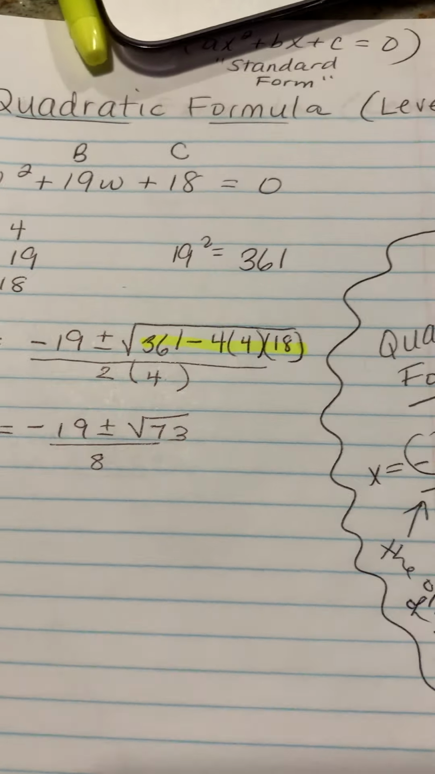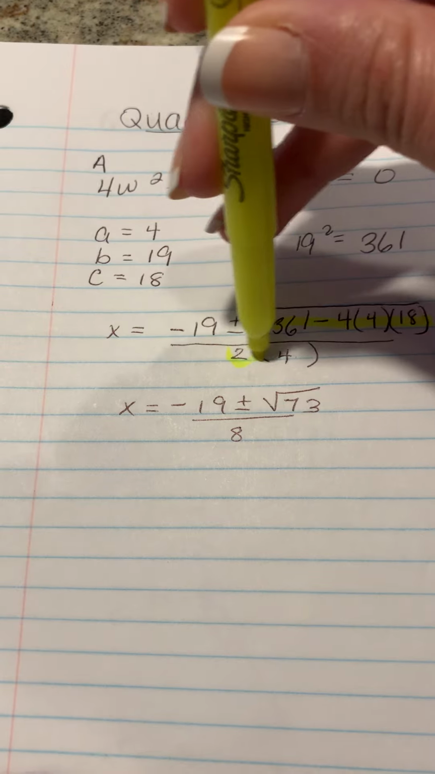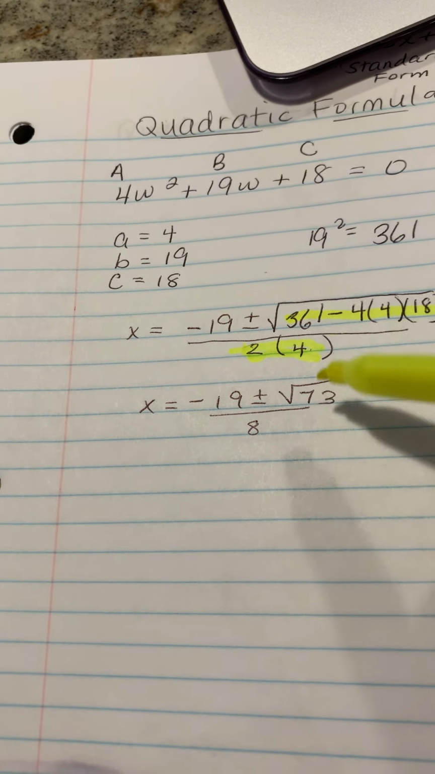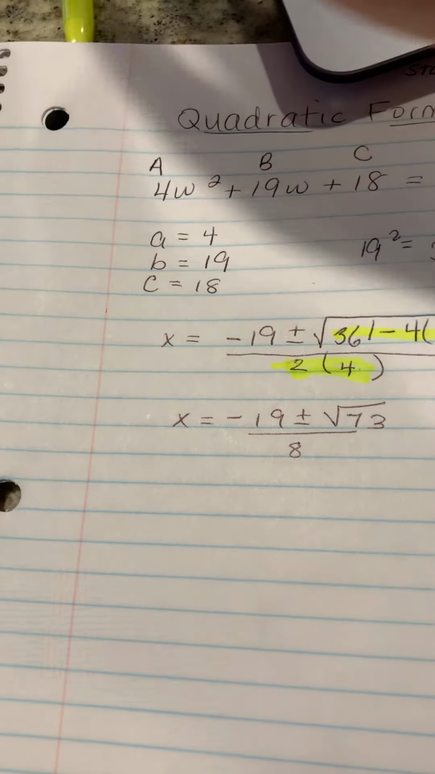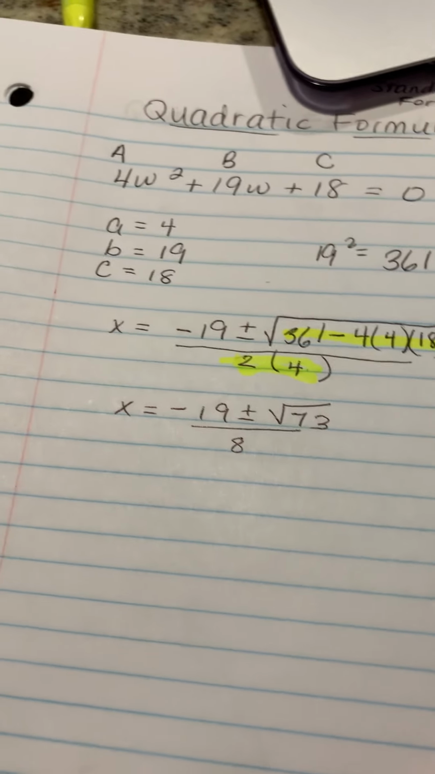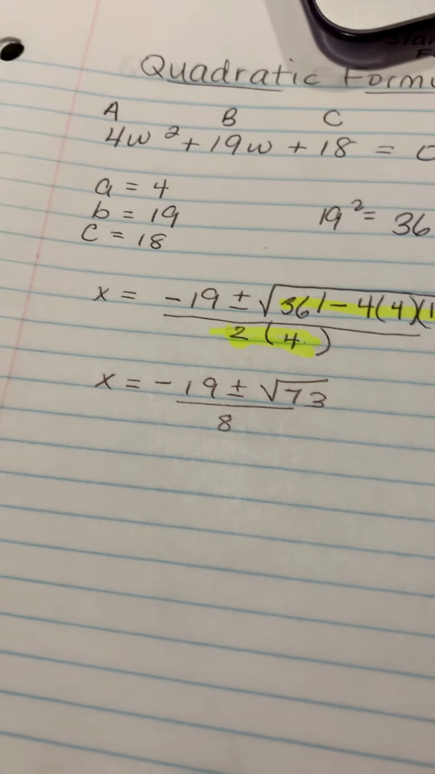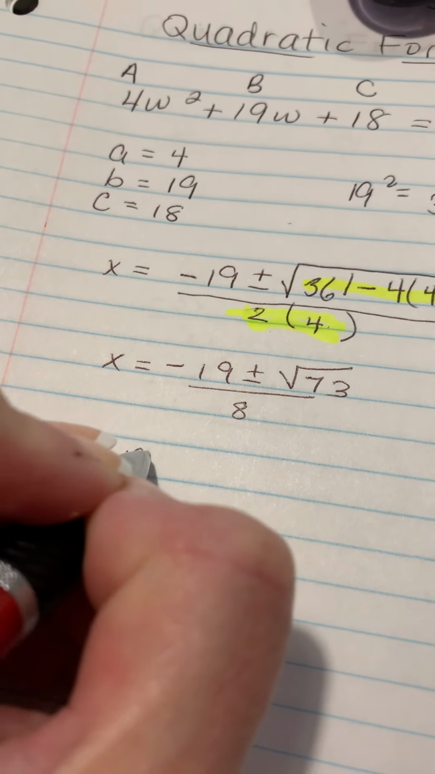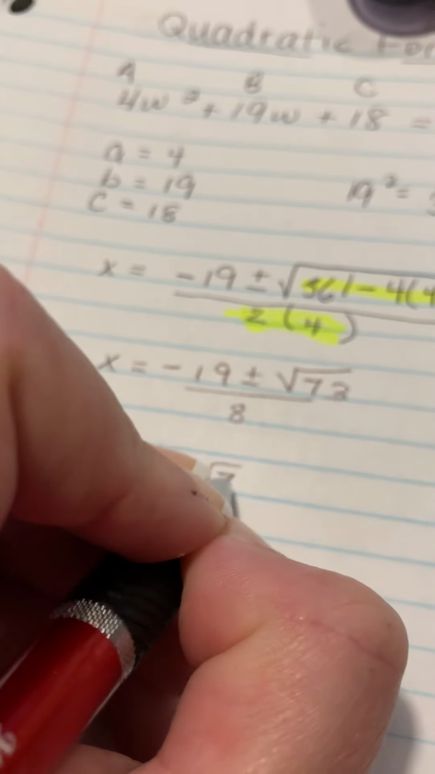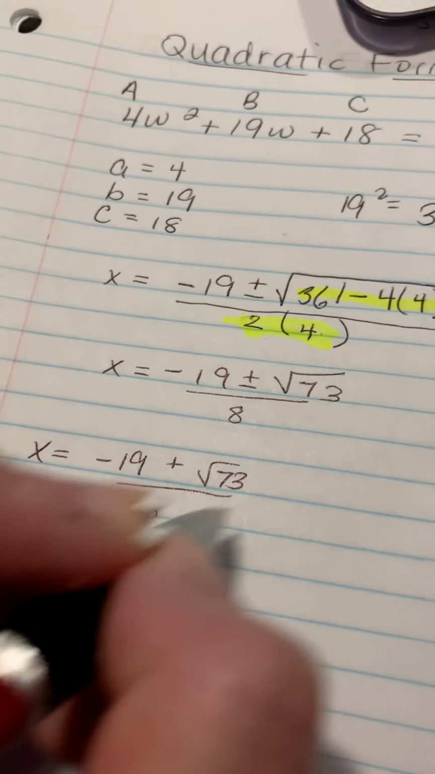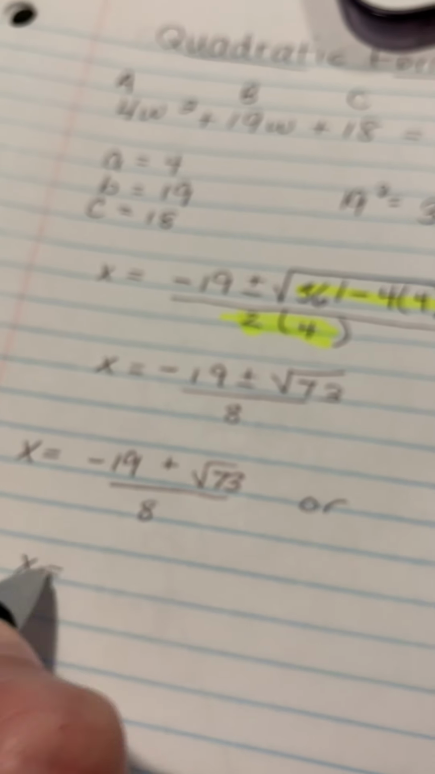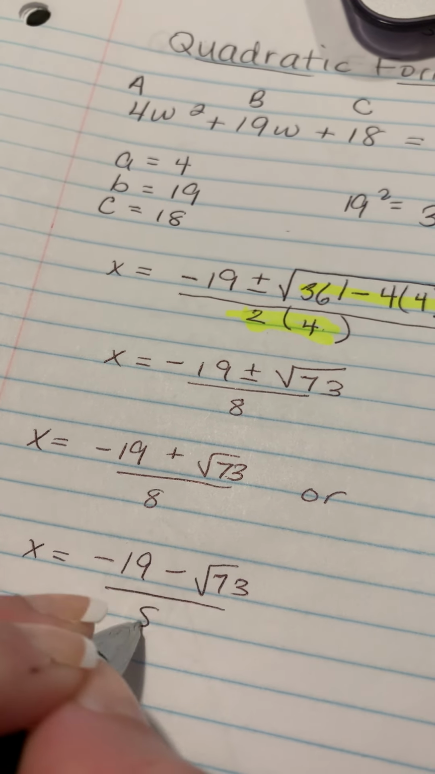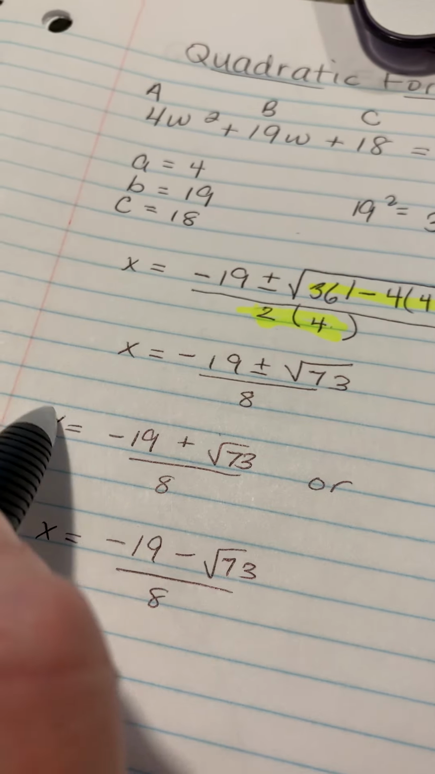I want to replace this with what it equals under the radical, and replace this with what it equals. At this point, that's pretty much my answer. So x is equal to negative 19 plus the square root of 73 over 8, or x is equal to negative 19 minus the square root of 73 over 8. These are actually your answers.